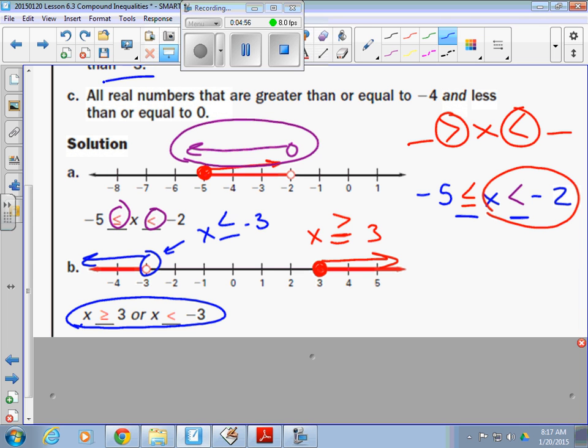When you have an and inequality, you have to write it with the x in the middle between the two numbers that you're bordering it with.